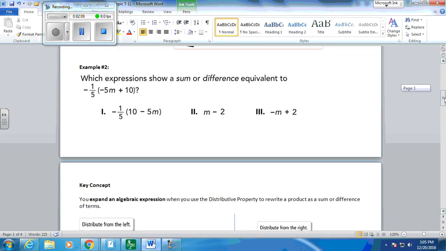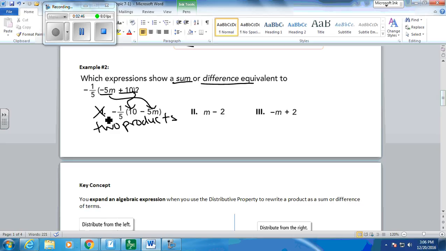Number 2, same deal, asking which expressions show a sum or difference equivalent to negative 1/5 times (negative 5m plus 10). So they want this to show a sum or difference. When you look at the first choice, technically this one is two products. Even though it is equivalent, because they switched the negative 5m, they put it here, and they put the positive 10 here. They switched the order, but even though they switched the order, it's still equivalent. But because it doesn't show a sum or difference, that one doesn't work.